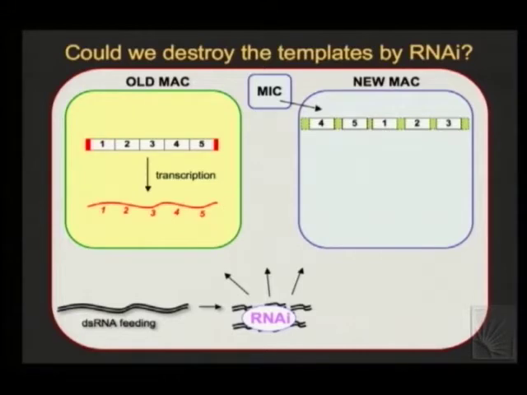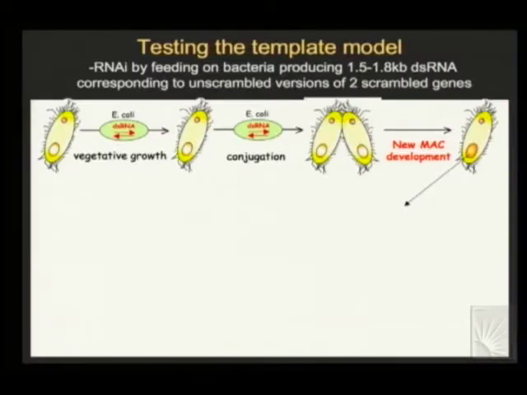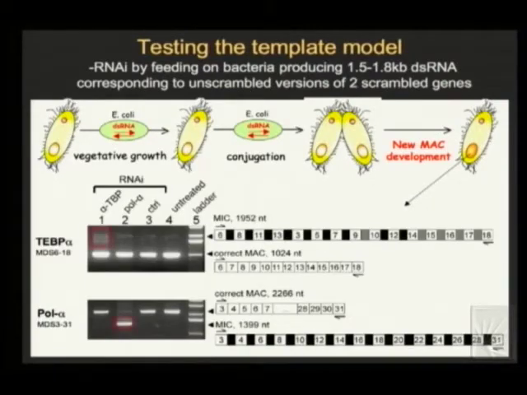And subsequent to that, the hypothesis was that this would halt or abrogate DNA rearrangements if the template RNAs were reduced in their availability. And basically, we tried this on different genes, and that's exactly what we saw, is that the new macronucleus, as it was developing, contained errors.